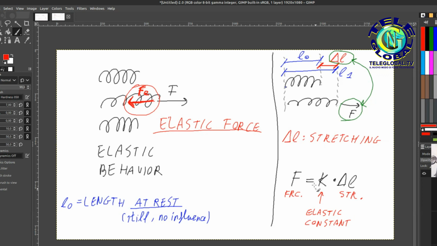So this represents how easy or hard it is to stretch this specific spring you are working with. So, does this form look familiar to you?